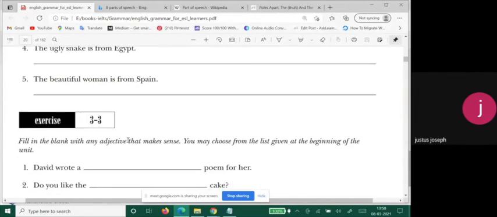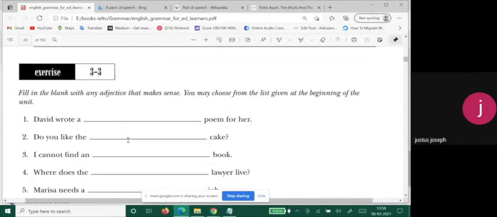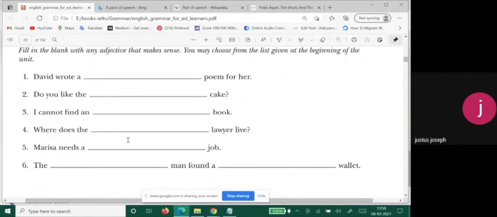Fill in the blank with any adjective that makes sense. David wrote a dash poem for her. How do you pronounce this word? Poem. Okay, not poem. P-O-E-M. Poem. Okay. David wrote a dash poem for her. Beautiful poem. Beautiful is one word which is now omitted from your vocabulary.